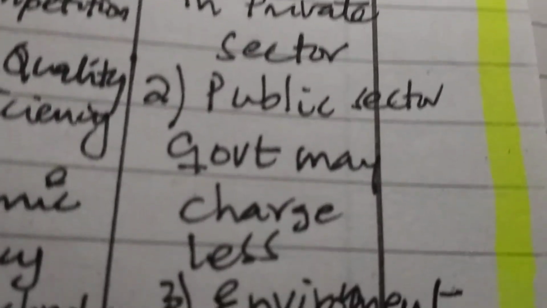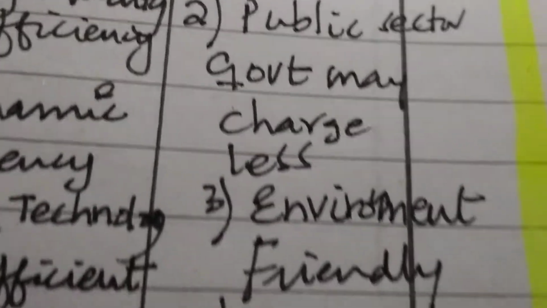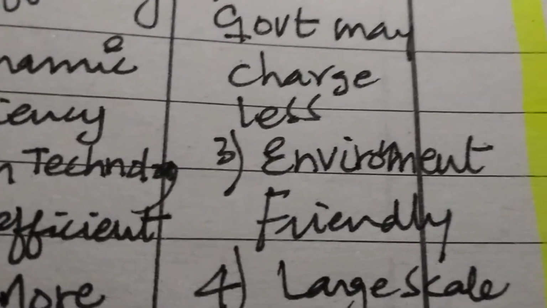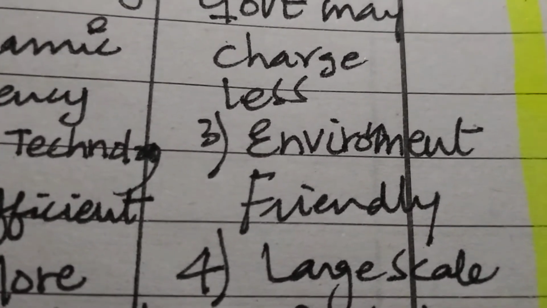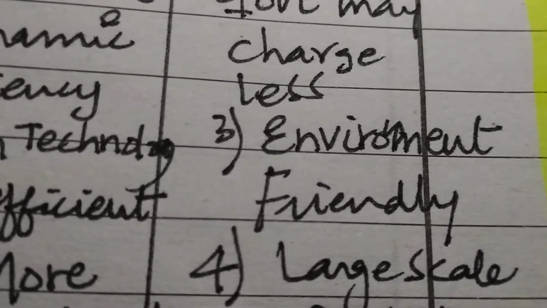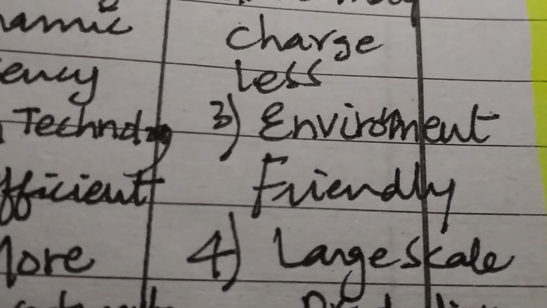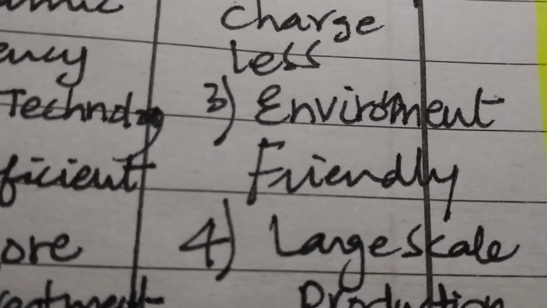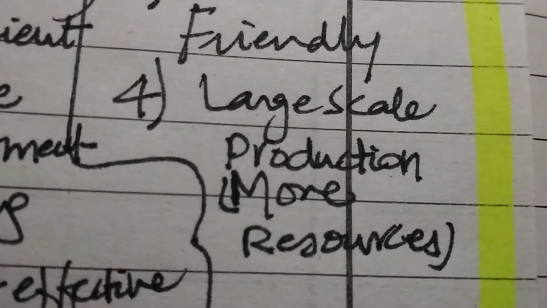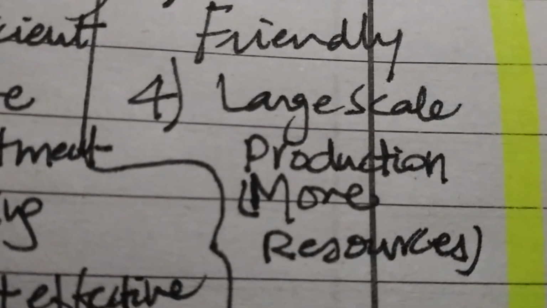Public sector or the government may charge less because they are looking for welfare maximization. Number three, the government will consider the external costs. So environment friendly cars can be produced. We assume that the government is looking and taking care of the people and the society and the environment as well. Number four is large scale production because the government will always have more resources.